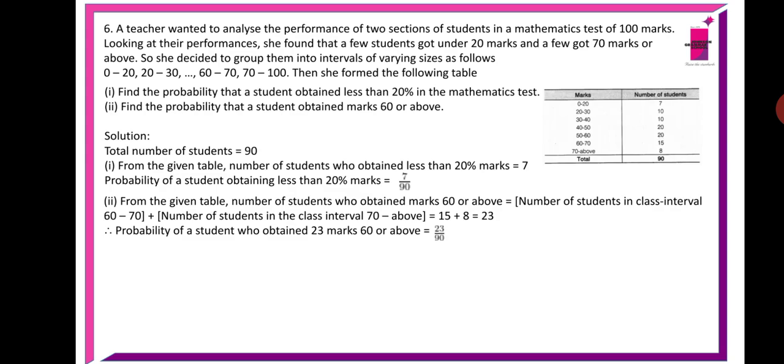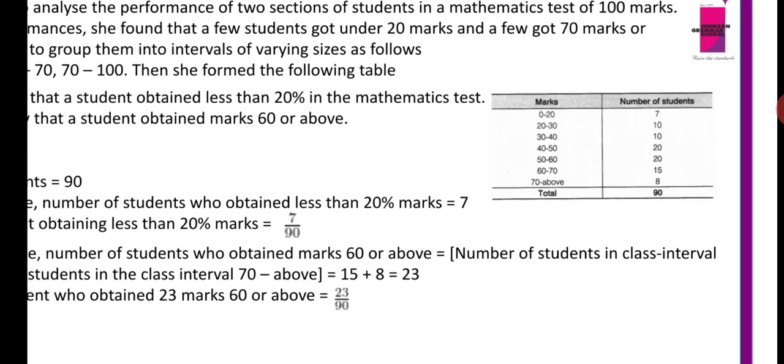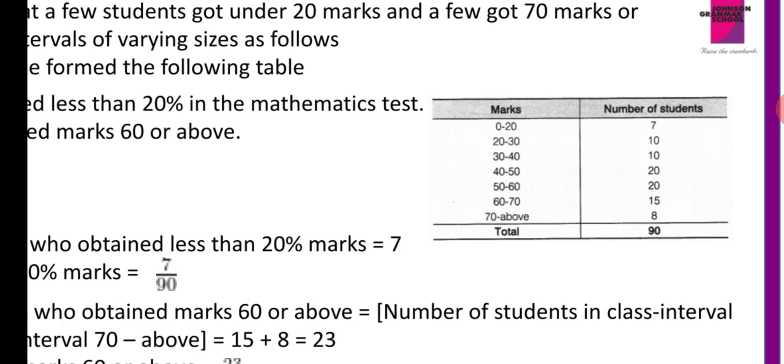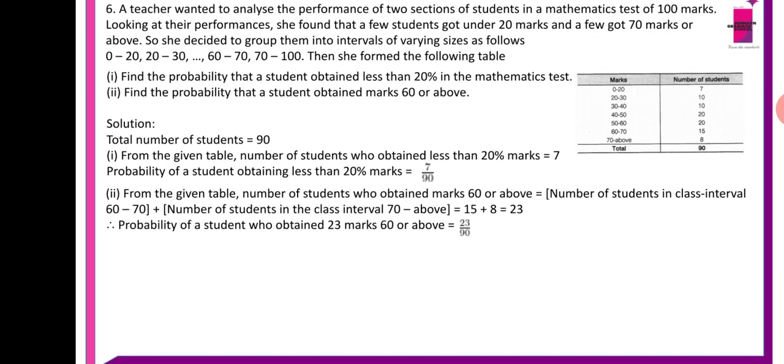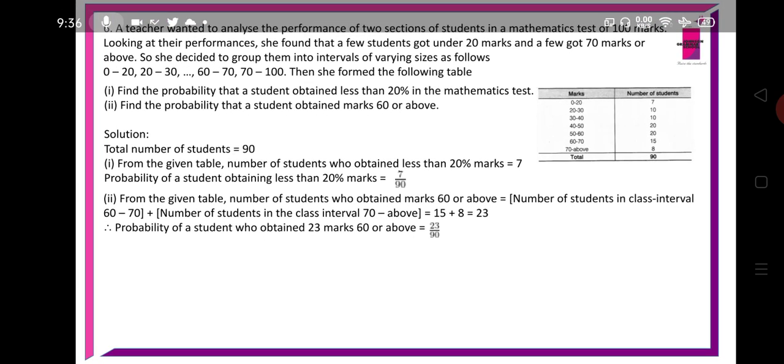And find the probability that a student obtains marks 60 or above. When you are going for 60 or above, you should consider the 60 to 70 class and 70 and above. So in the given table, the number of students who obtained marks 60 or above equals the number of students in class interval 60 to 70 plus the number of students in the class interval 70 and above. That equals 15 plus 8, which equals 23. So, the probability of the students who obtained marks 60 or above equals 23 by 90.